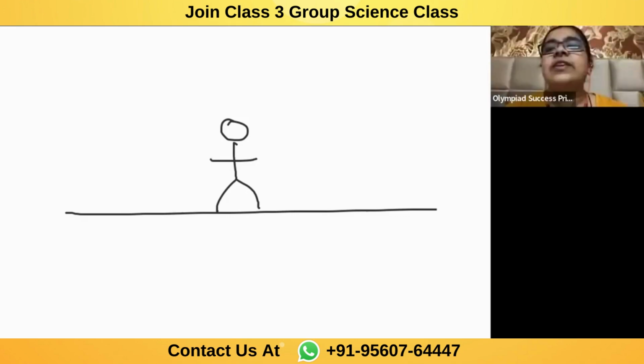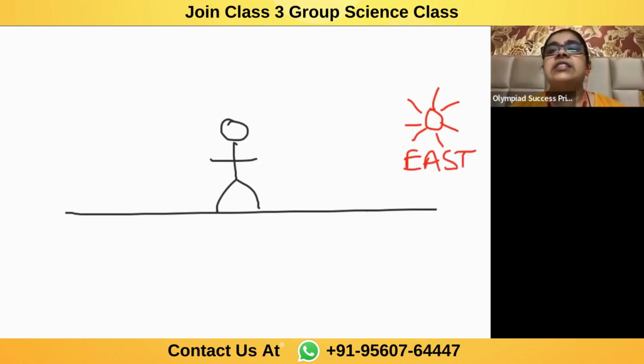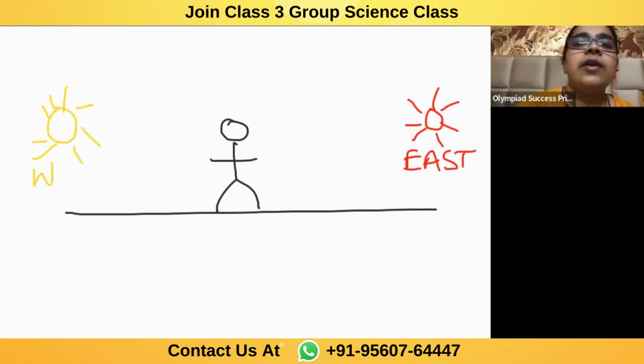So fine. Everyone, focus. So this is the person. Now we are going to deal with only three positions of the sun. Position number 1 is the position where it rises. So in which direction does the sun rise? East. Sun rises in the east and sun sets in the west. All right.